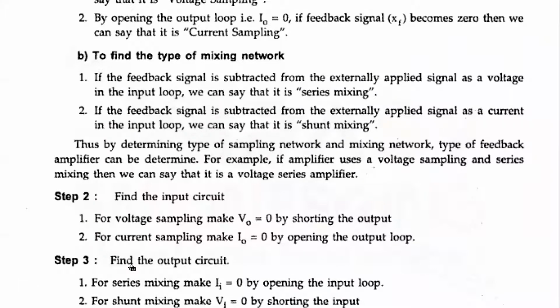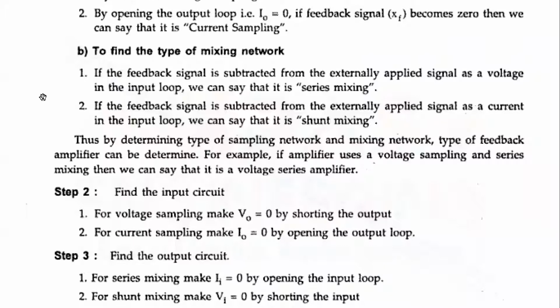So how to find the output circuit? Suppose you find that the amplifier has series mixing by using this technique. Then what should we do? At the input side we have series mixing, then make input current 0, and based on that, see how the output circuit is modified, and accordingly draw it as it is. Now, second case, suppose you find it is shunt mixing.